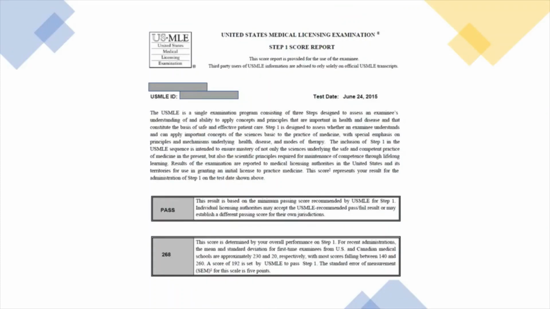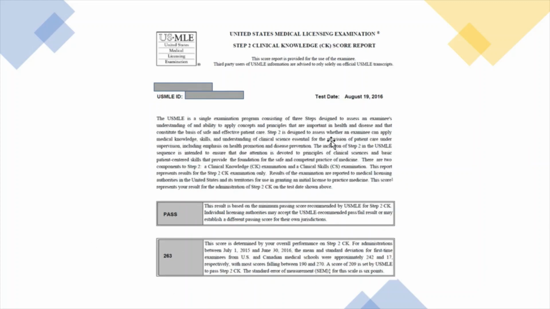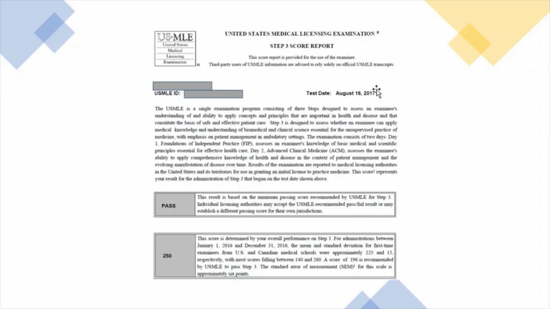So I'll get to my exam scores, and this is my Step 1 exam report. You can see the date that I took it. Your USMLE ID number is here, and your name goes here. I blocked those out. But here you can see the score that I got. And this is the Step 2 clinical knowledge exam, the date I wrote it, and the score that I got. And then similarly, my Step 3 report, wrote it on this date, and this was my score.